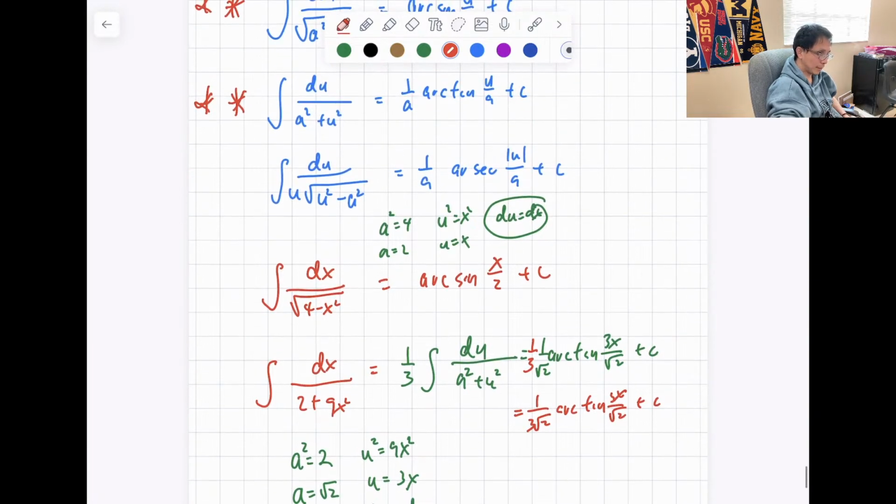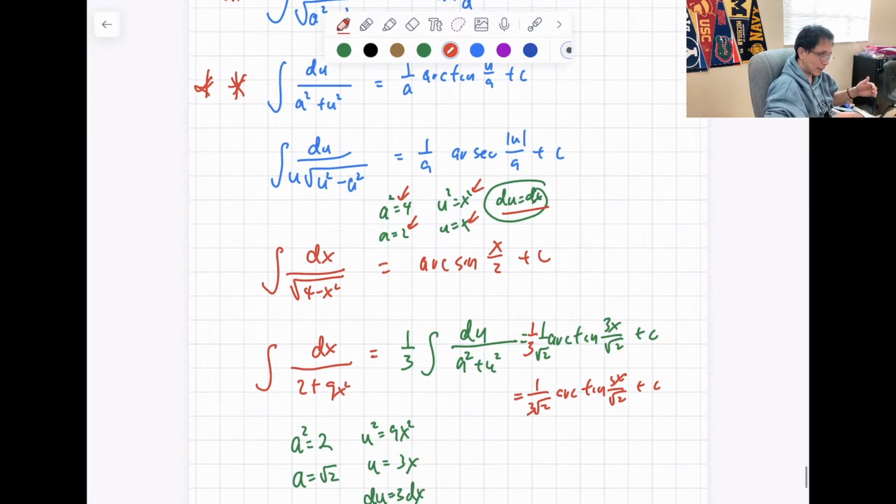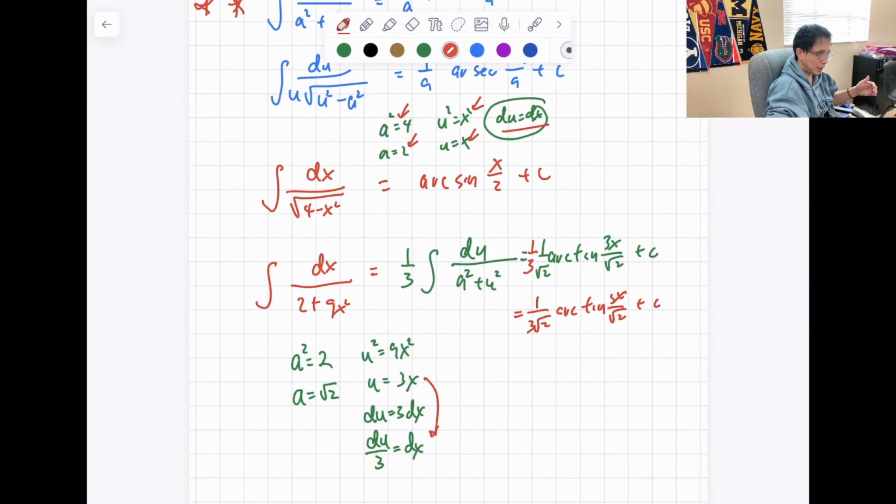I did the same thing. I did a squared equal to 4, a is equal to 2. U squared equal to x squared, u equal to x. Du equal to dx. In this case, du is equal to dx. In that last case, du is actually 3dx. What? You got it?